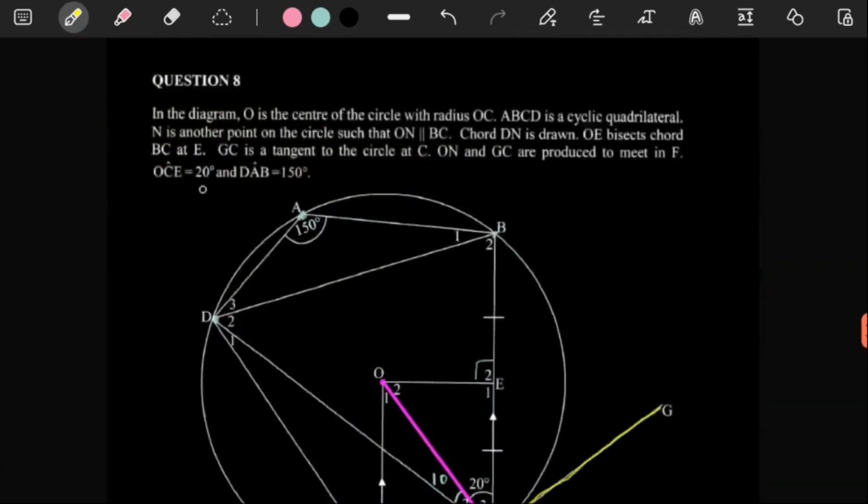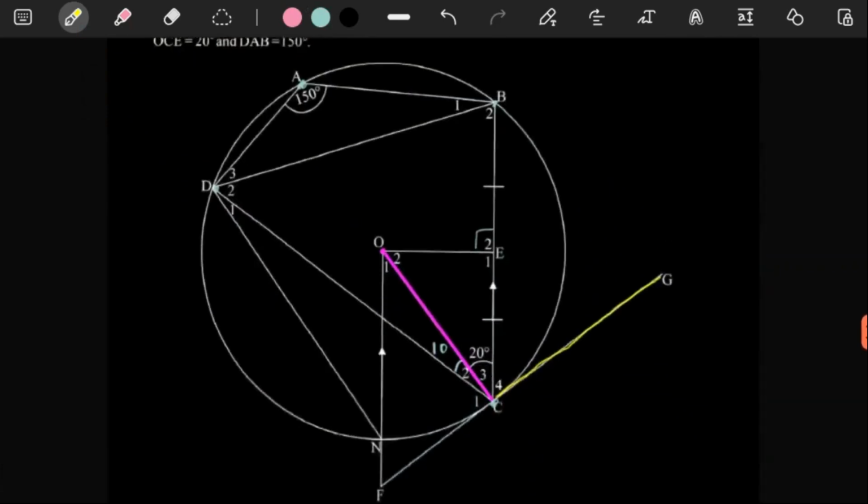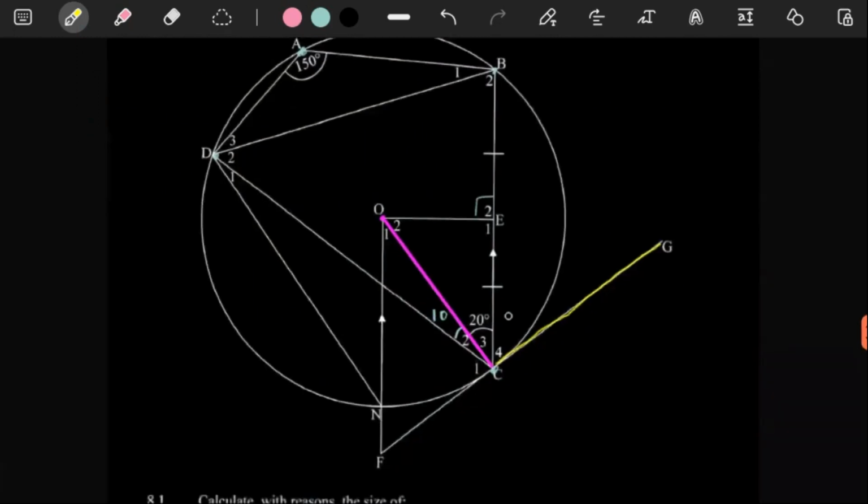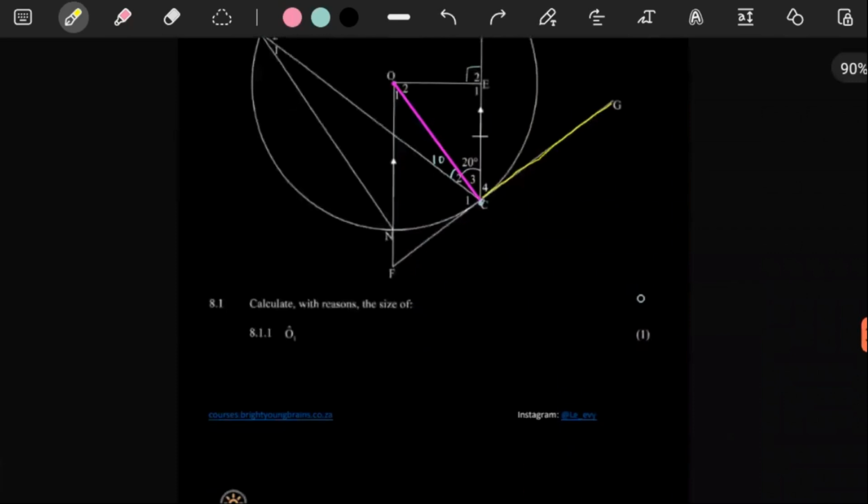One of them is produced to meet F. Wow. And then it says this is 20, this is 150. There's a lot going on. There's the tan chord theorem. You see, this angle here is equal to that one because of the tan chord theorem. This angle is equal to that one because of the tan chord theorem also. Don't sleep on those theorems.